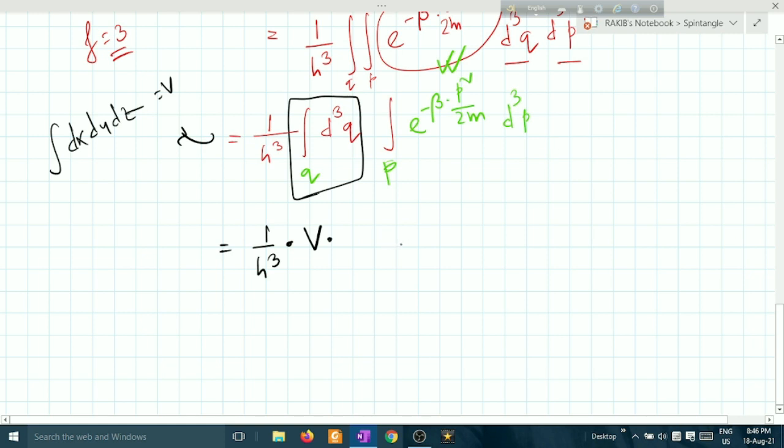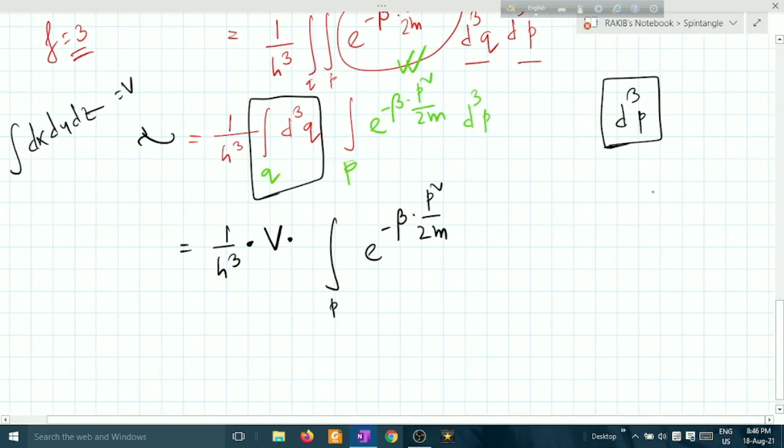The second integration will be given by e to the power minus beta p square upon 2m, and here it is a p integration, that is, integration over the momentum. Here you can see d^3p. This is the volume of the momentum space, the momentum annular space. We have calculated this thing. This is how to calculate the volume of this annular region.